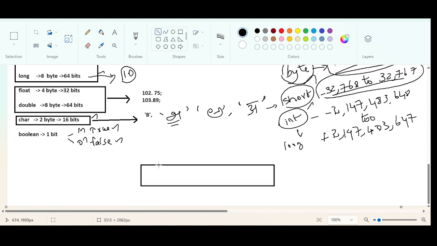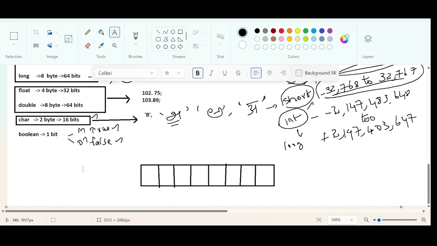This is how the 8-bit representation looks like. 1, 2, 3, 4, 5, 6, 7. Totally 8 boxes. When I say 8 bits or when I say 1 byte, this is how the memory boxes are created inside the RAM. So this is going to talk about 8 bits or 1 byte.